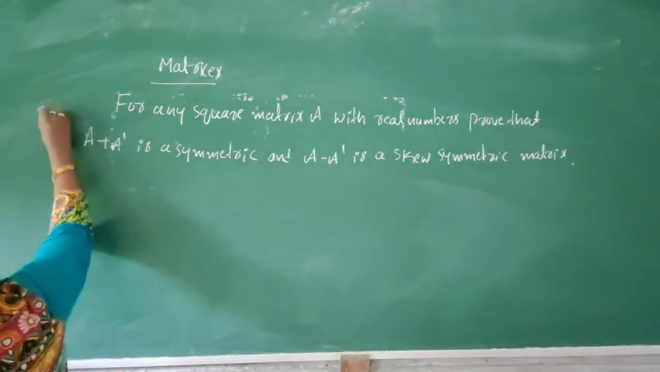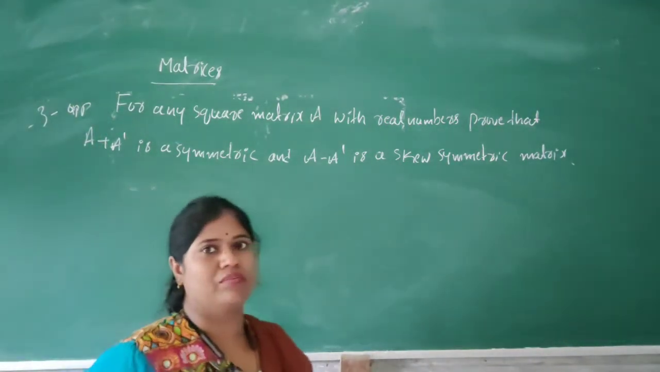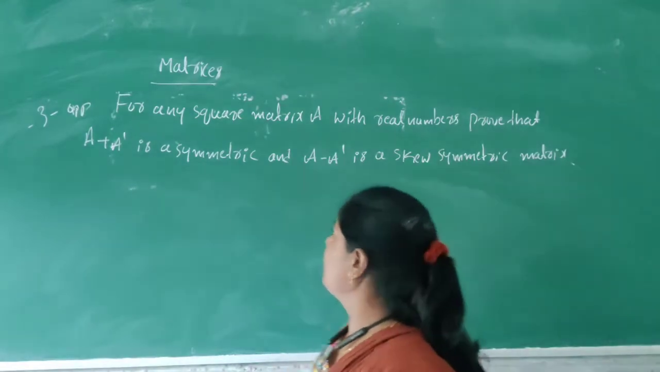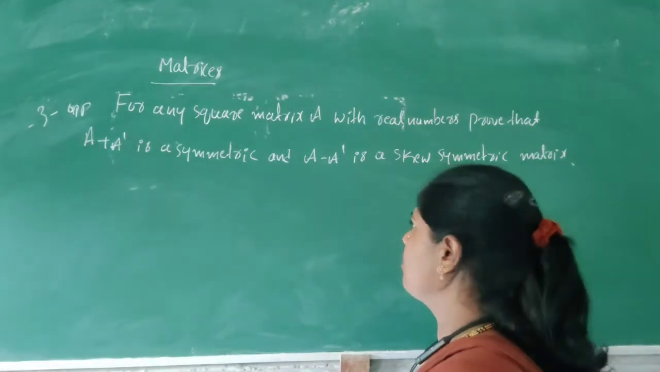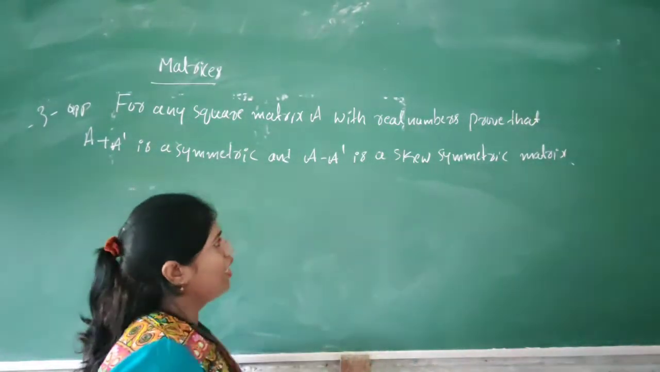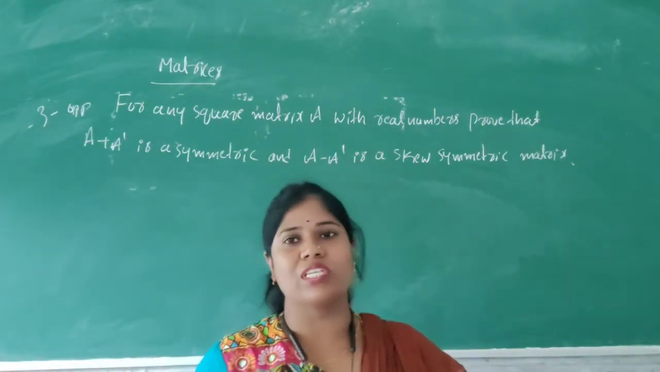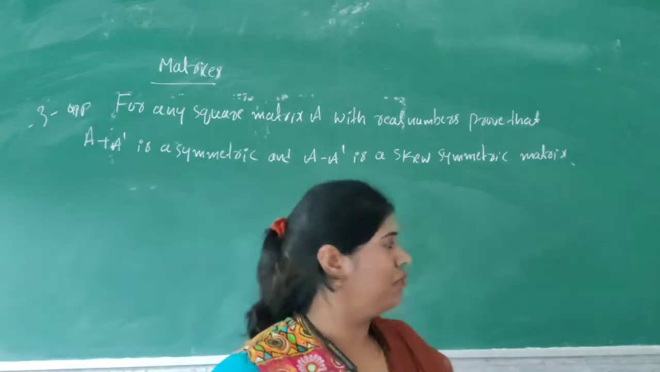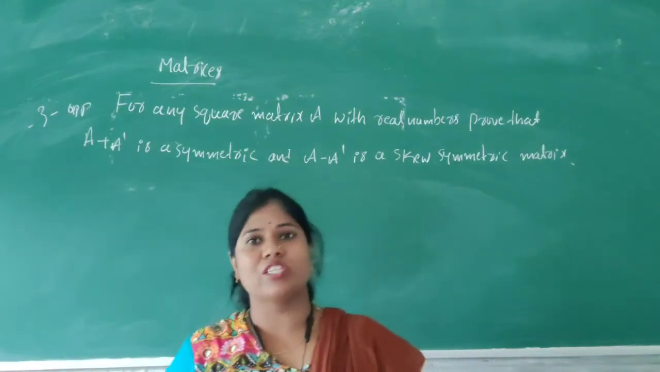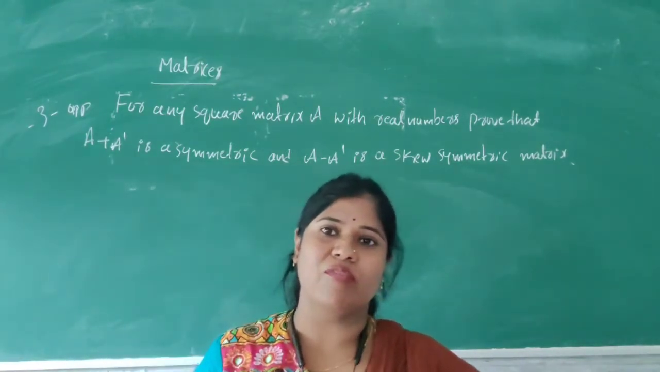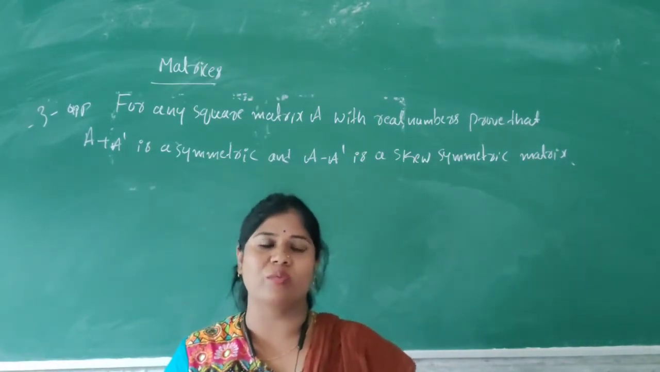This one is coming for 3 marks, an important question paper problem. So we have to solve this one. For any square matrix A with real numbers, prove that A plus A dash is a symmetric and A minus A dash is a skew symmetric matrix. You know the square matrix, no? The number of rows is equal to the number of columns. So it should be a square matrix. If it is a symmetric matrix, then it should be a square matrix. The number of rows is equal to the number of columns. It means to say that the order should be the same.